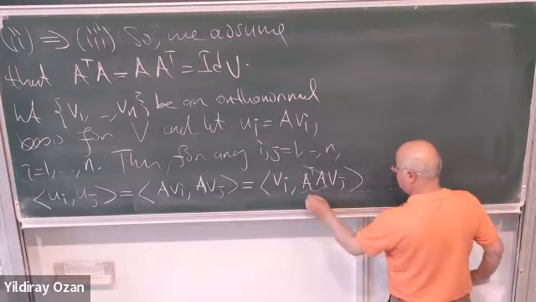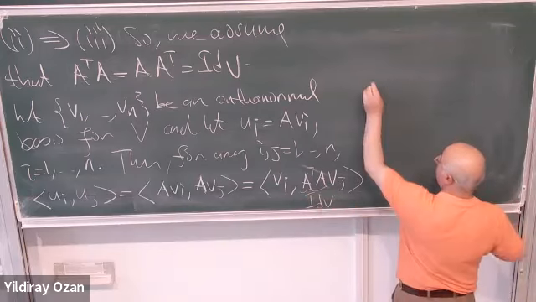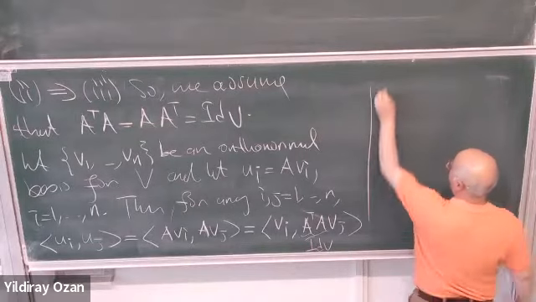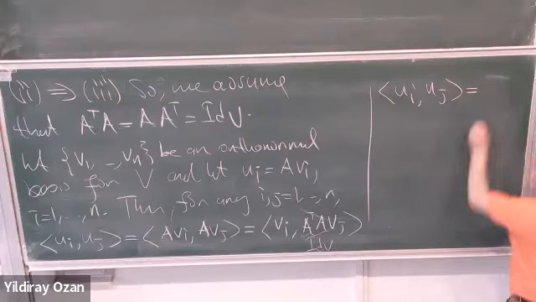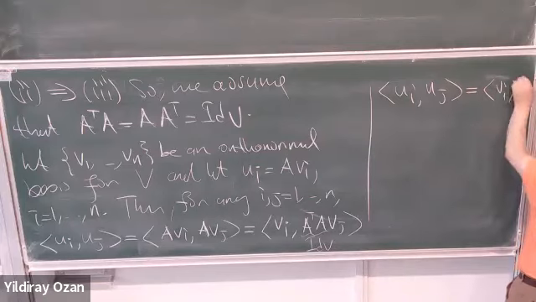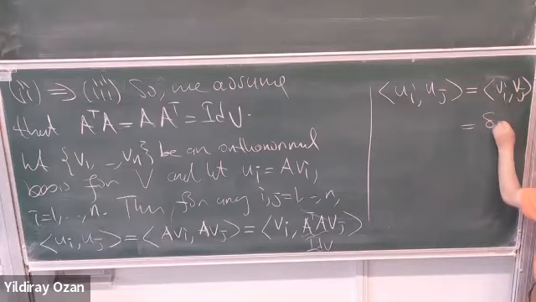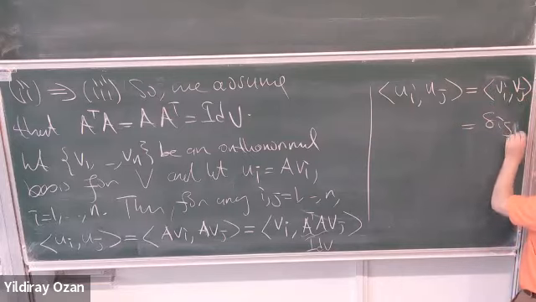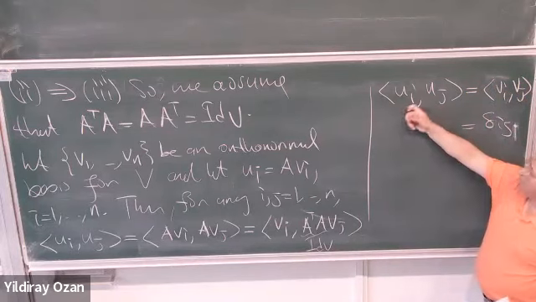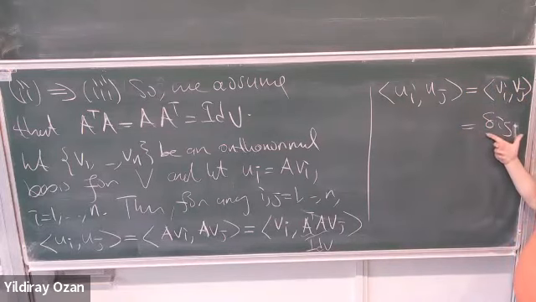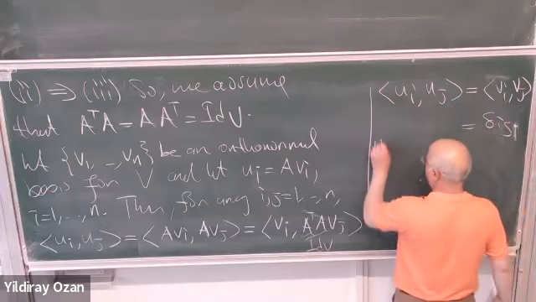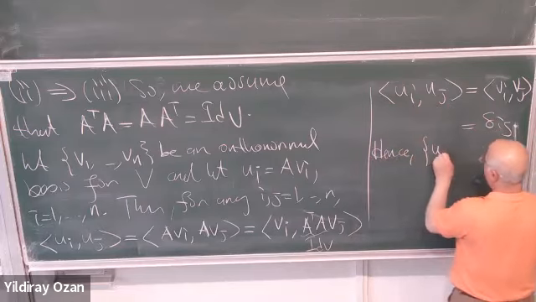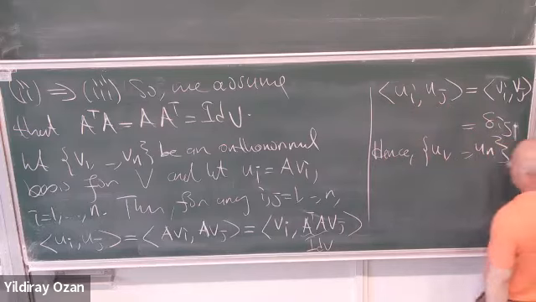However, this thing is just the identity operator. Therefore, UI inner product UJ is just BI inner product BJ, but this is just Kronecker delta IJ. So this is true for all I, J. So UI inner product UJ is equal to one if I and J are the same, otherwise it is zero. Therefore, hence U1 up to Un is an orthonormal set.